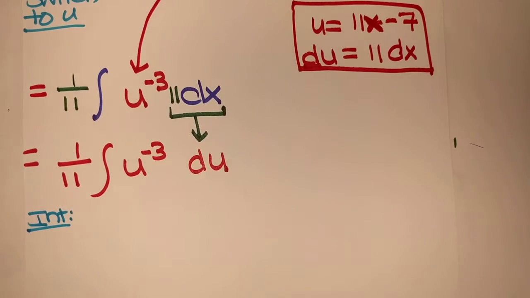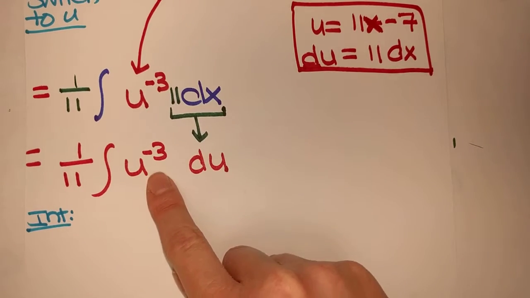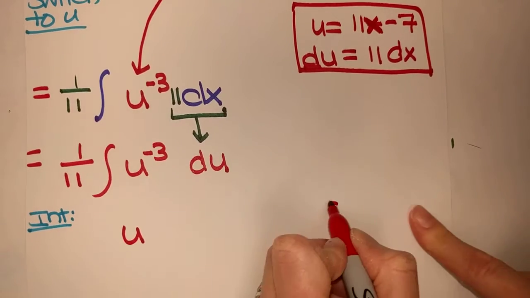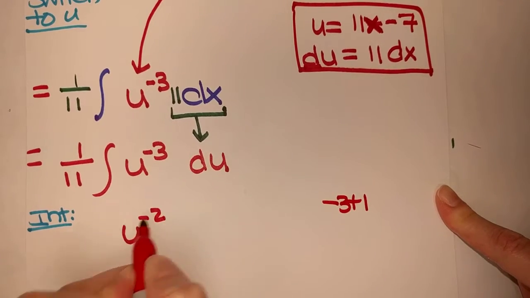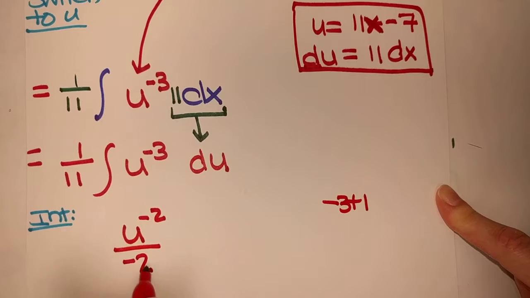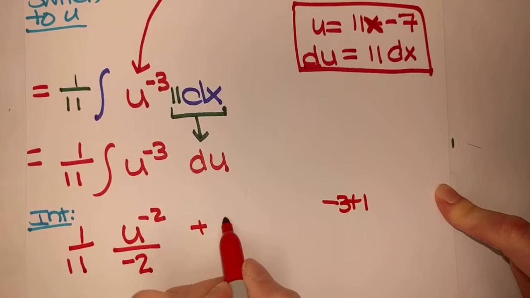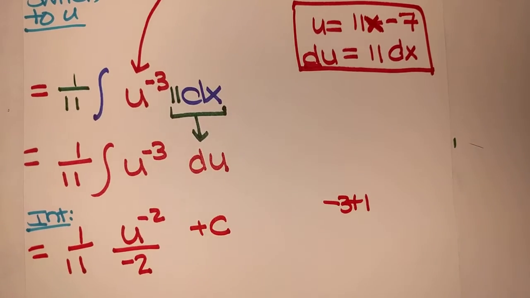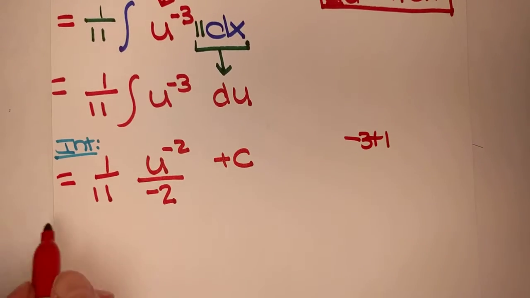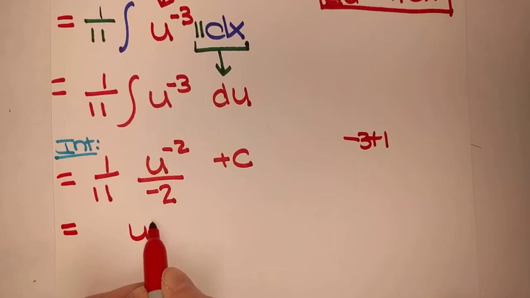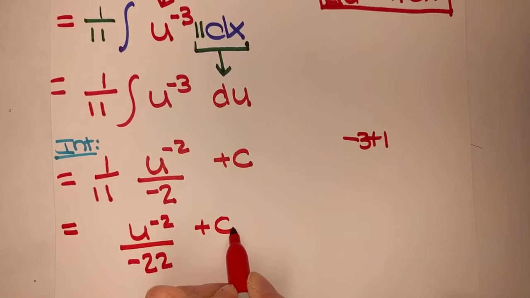Remember, for integrals, we add to it. So for this u to the negative 3, you're going to add 1 to the exponent, get negative 2, and divide by the new exponent. The 1 over 11 carries along, no bounds, so we have a plus c. Now, I always like to simplify the integral result first. So this is u to the negative 2 over negative 22 plus c.